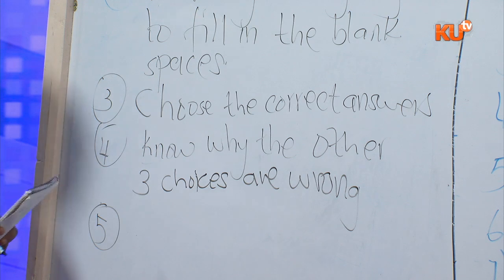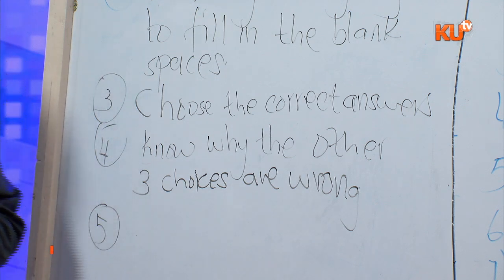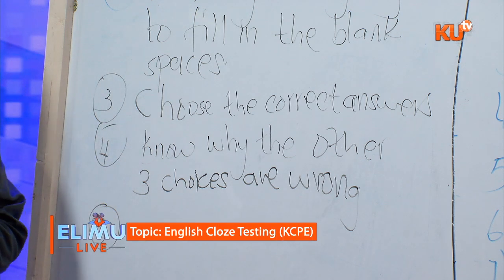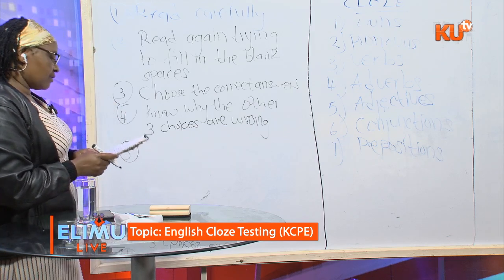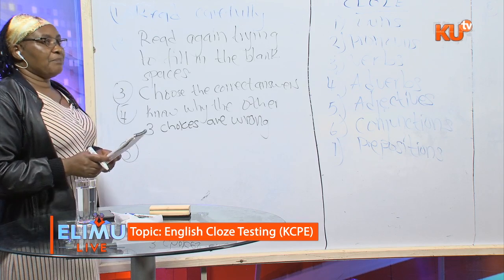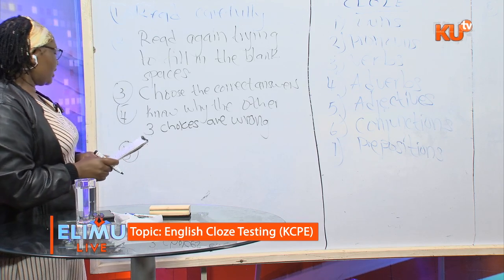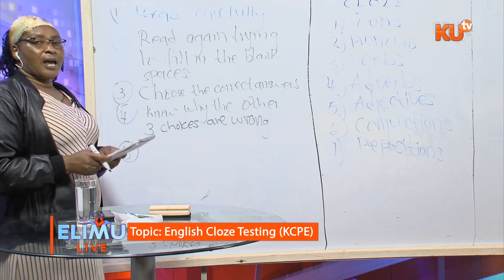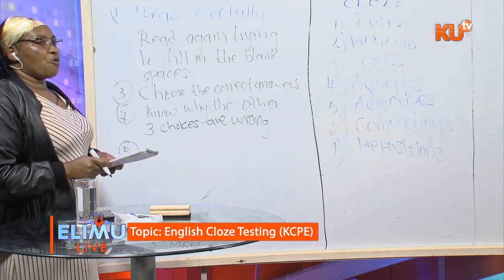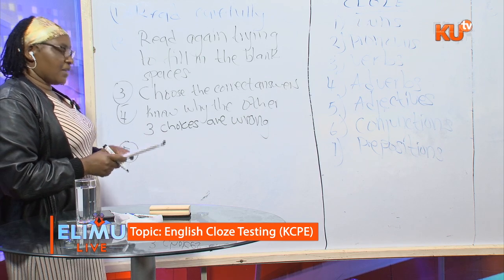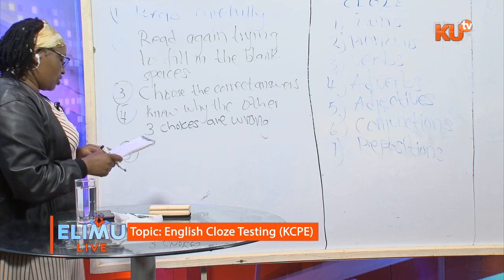Now, after choosing your correct answer, you should fill in that answer in the space that has been provided, that is in the blank spaces. You should fill it there, not in your answer sheet. This will help you to know whether you have selected the correct answers when you are going through that passage at the final stage.